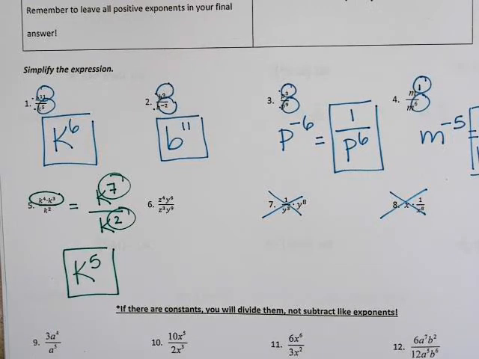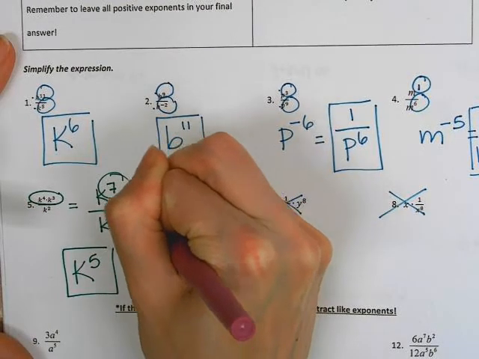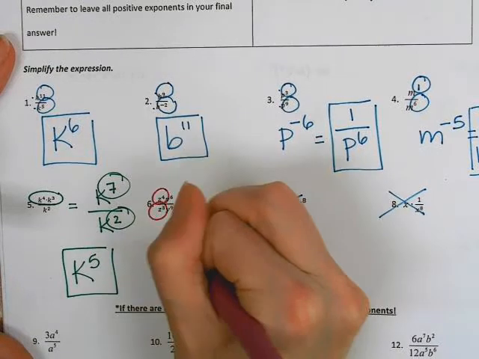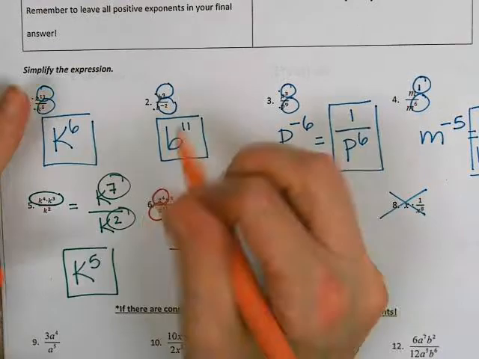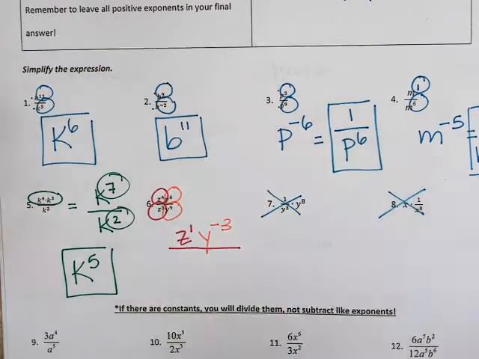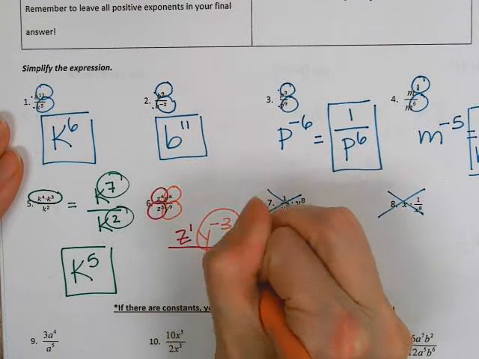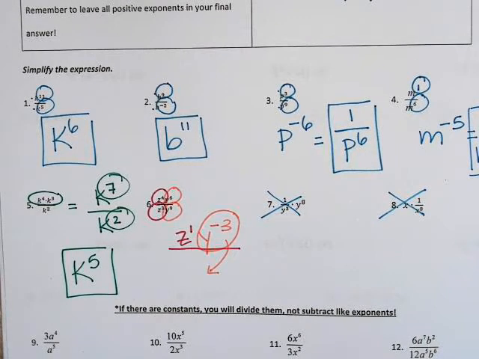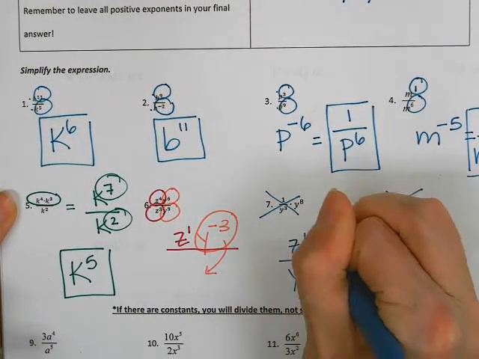All right, and then number 6, we'll do the z's separately from the y's. So the z, we have 4 minus 3 would be z1. And then for the y's, 6 minus 9 would be y to the negative 3, but no negative exponents, so the y needs to get dropped. So the final answer there would be z1 on top, but y to the 3rd on bottom.